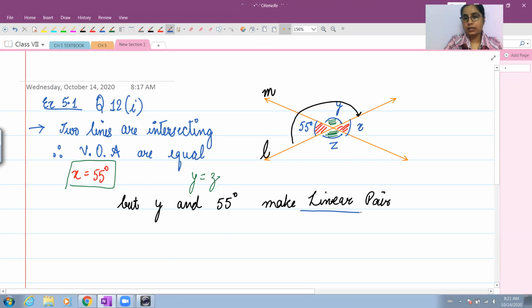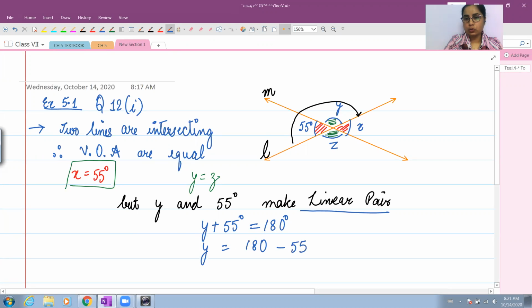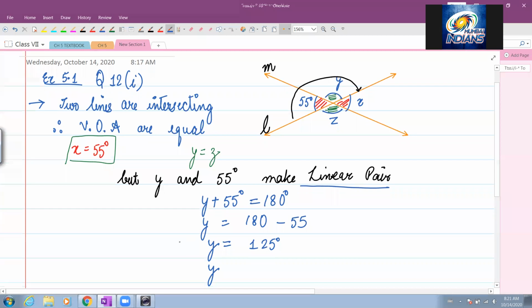And the property of the angles which form a linear pair is their sum is 180. They are supplementary, and this is an equation which you can solve to find out the value of y. This is your second answer.